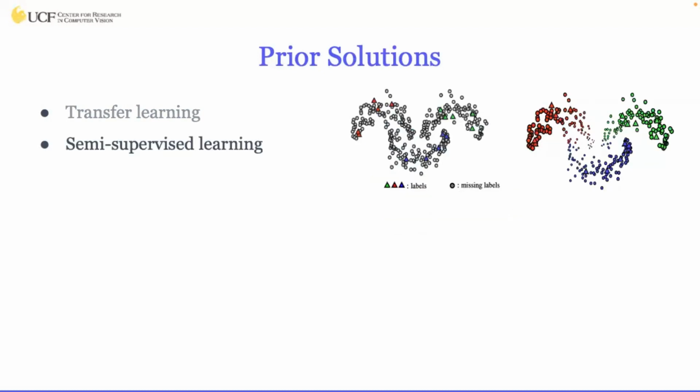Semi-supervised learning is another dominant approach, where we are given access to a handful of labeled samples, which would be basically these colored triangles in this figure, and a bunch of unlabeled data, which are basically these gray circles. The objective of semi-supervised learning is to propagate the knowledge from these labeled samples to these unlabeled samples so that we end up with good decision boundaries, and eventually a good model.